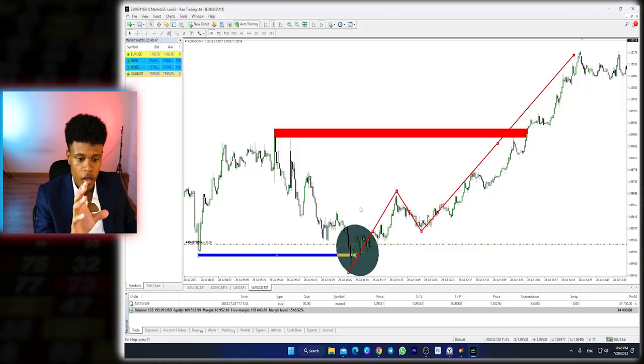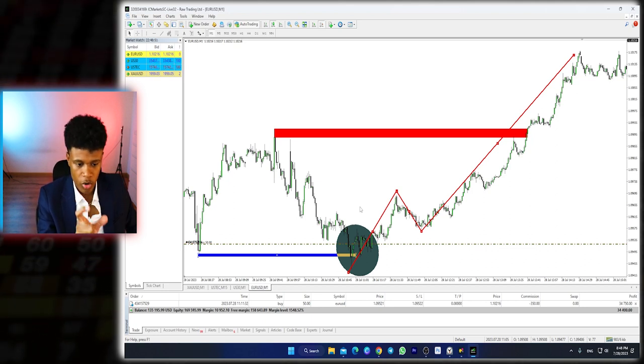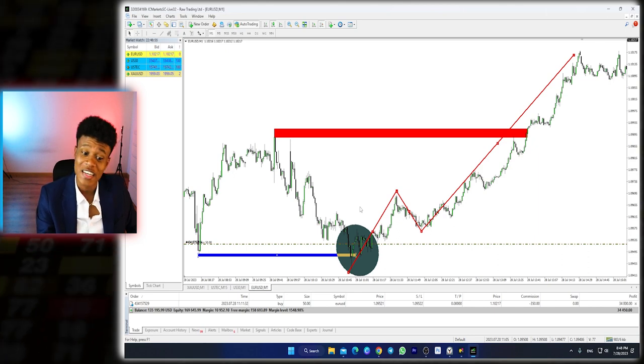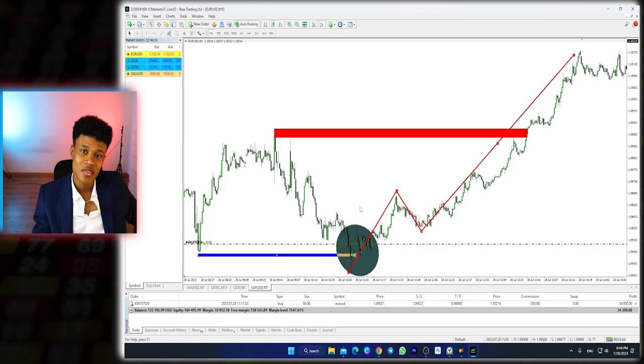So this is one clear example of how you can use charts to take your entries, okay? Another thing that is very important to show, so you guys can understand even better the process behind this entry, is my TradingView. So let's go to my TradingView and let me show you the whole process that I used to take this beautiful trade.